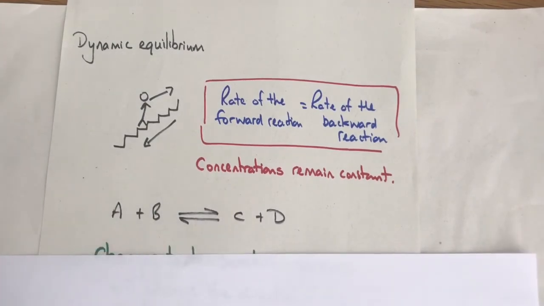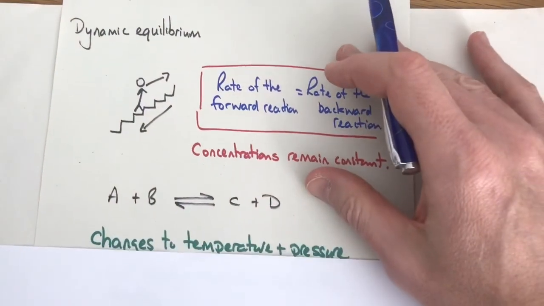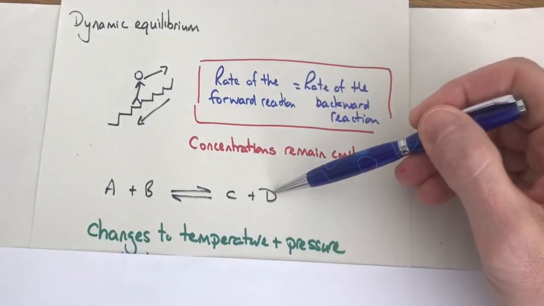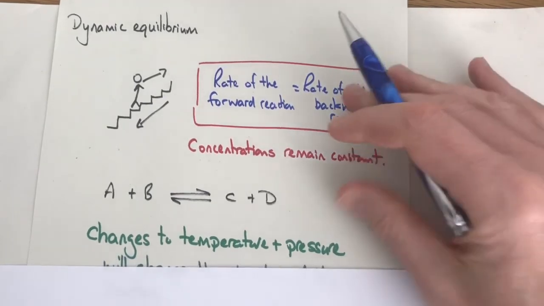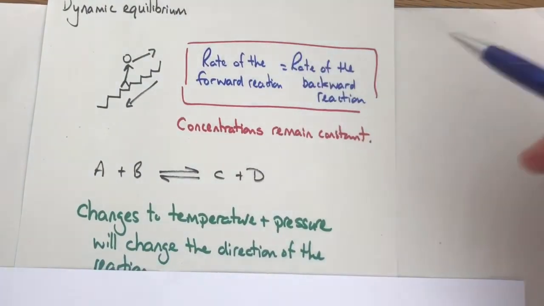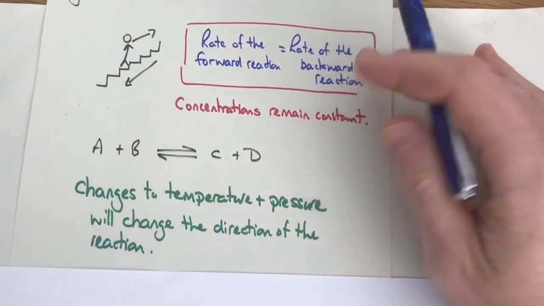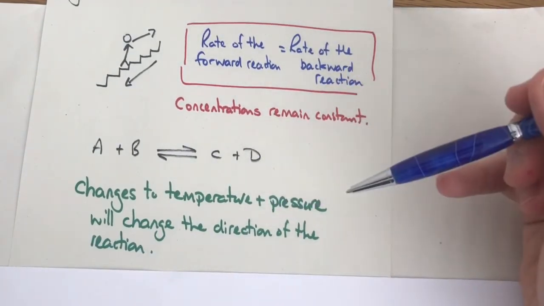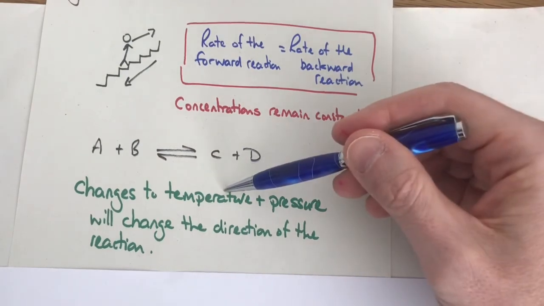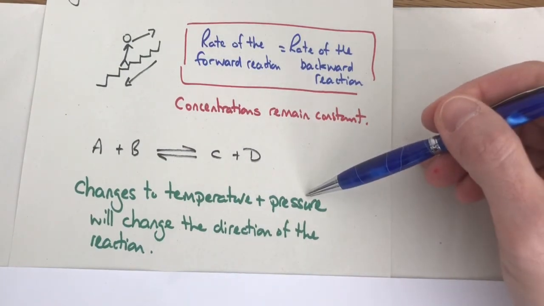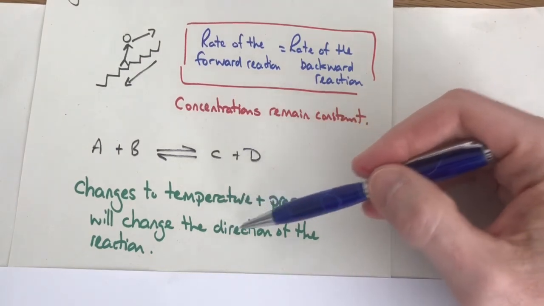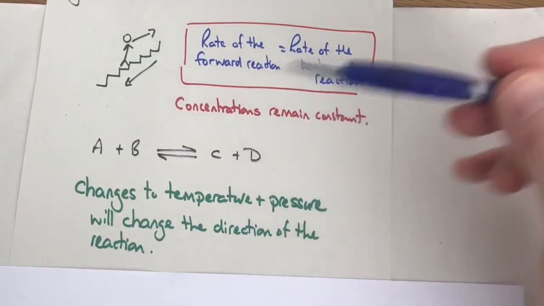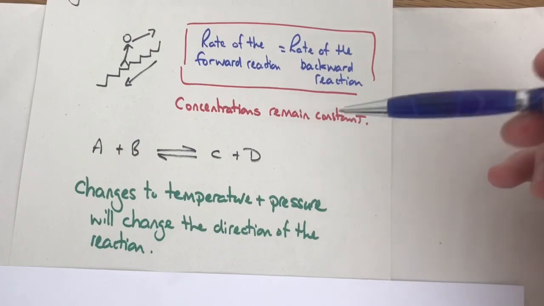We're going to go into this in further videos, but it's worth understanding that once we get a reaction that's at a dynamic equilibrium, we can change the conditions around it, and that will change the direction that the reaction will go in. So for example, if we look at changes to temperature or changes to pressure, we can change the direction, either forward or backwards, that this reaction will favour, and we're going to learn more about that in later videos.